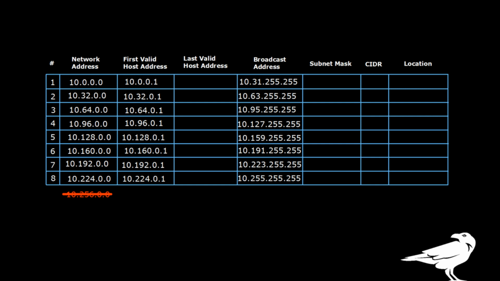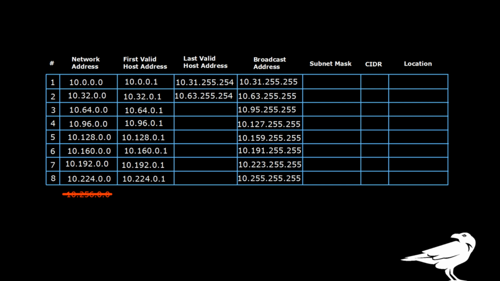Now let's do the last one for each network. And similar to the broadcast address, we're going to minus 1 from a value in binary. But we're minusing 1 from that network's broadcast address. So 10.31.255.255 minus 1 gives me 10.31.255.254. Cool. For the second network, that is 10.63.255.254, because that is 1 less than 10.63.255.255.